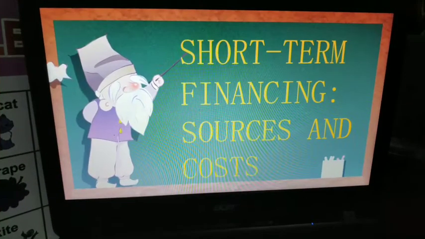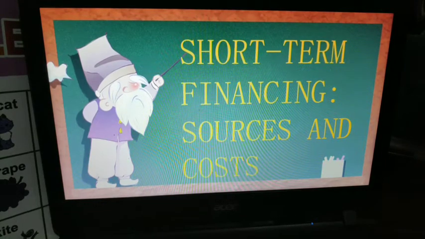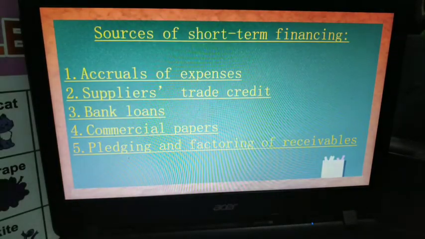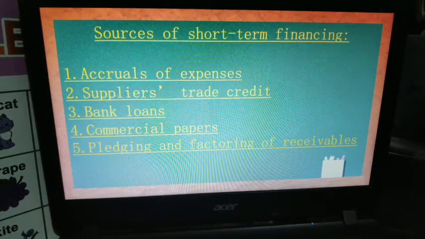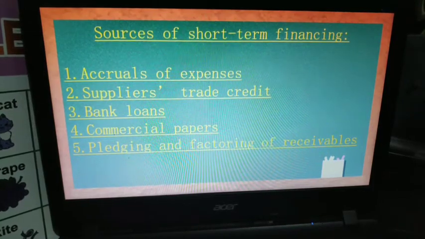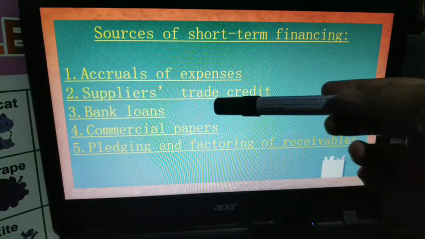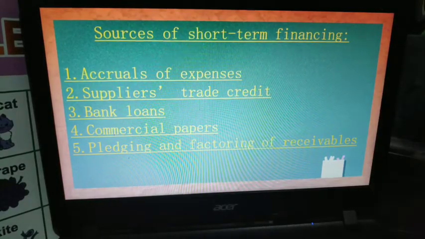Okay, students, so for today's video, we will be learning about short-term financing sources and cost. So this is another topic in continuation with your subject, business finance. For this topic, we will be talking about the sources of short-term financing. These are accrual of expenses, suppliers' trade credit, bank loans, commercial papers, pledging, and factoring of receivables. So we will be focusing on number 3, which is the bank loans.